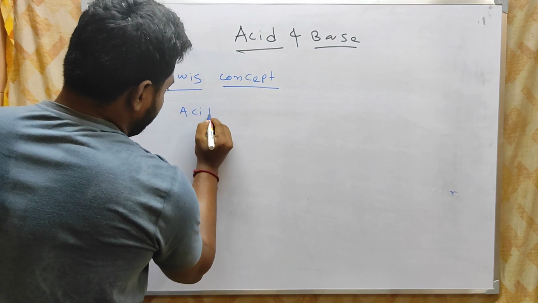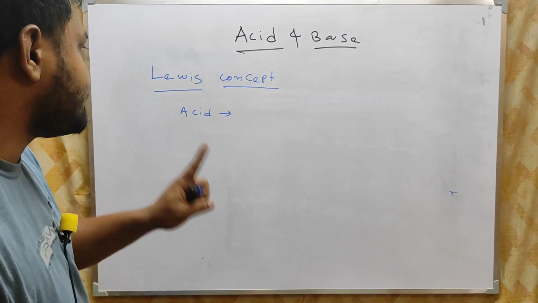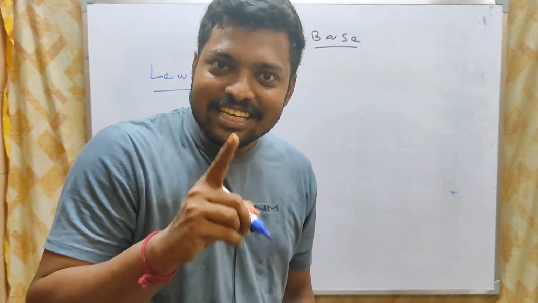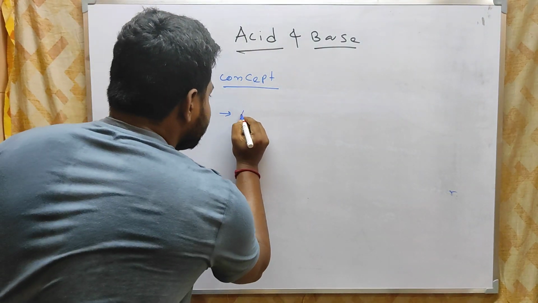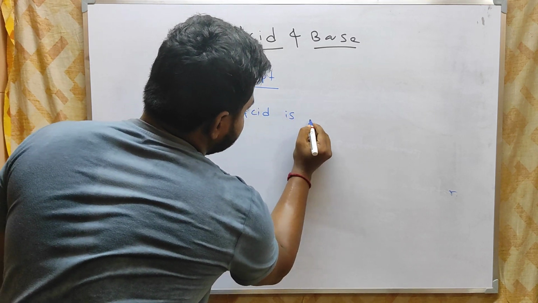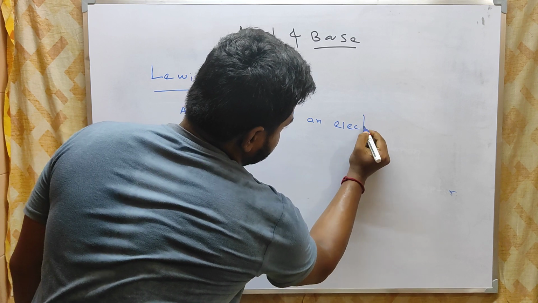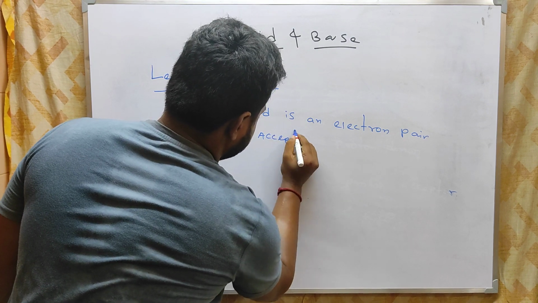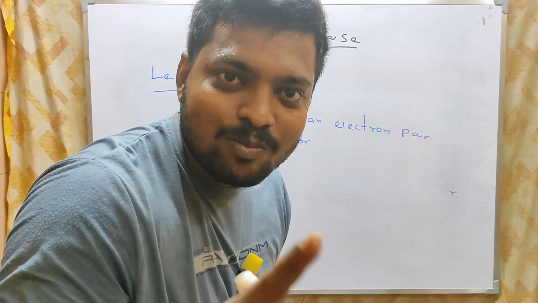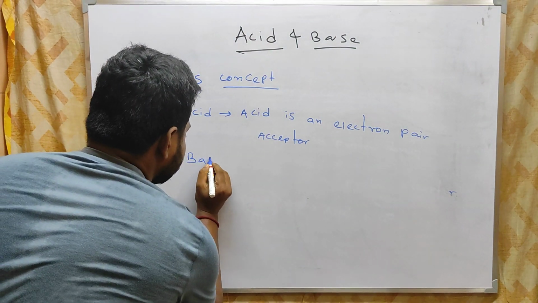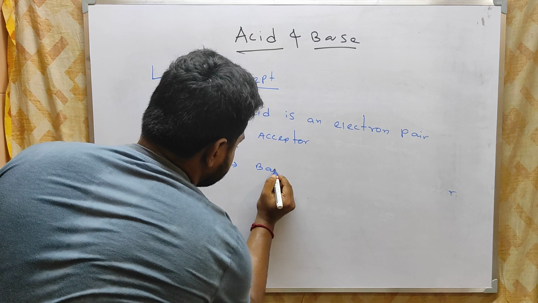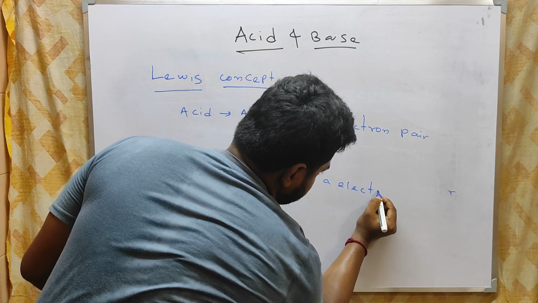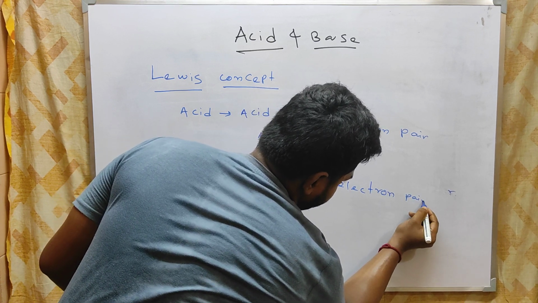Lewis said that acid is an electron pair acceptor, and base is an electron pair donor. What did Lewis say? Acid is an electron pair acceptor, and base is an electron pair donor.